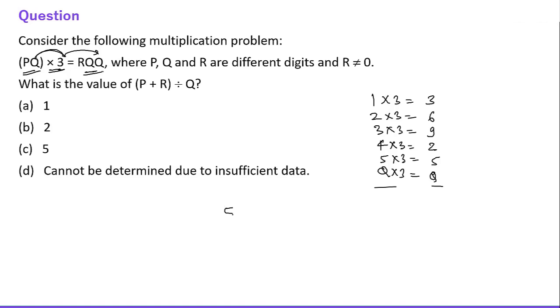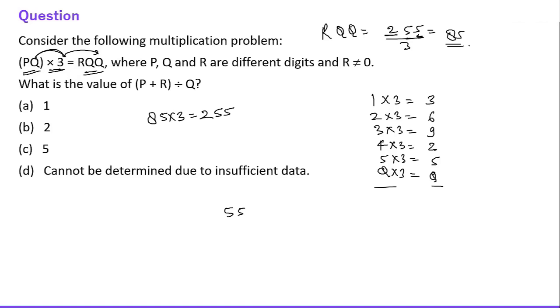After that, it is RQQ, right? So RQQ means 5, 5. And now, see, this number should be a multiple of 3. So 5, 5, 10, 10 and 2 is 12. I'm finding the sum of digits. So this is 255, right? So 255 divided by 3 is what? 85. Okay. So 85 into 3 is equal to 255.